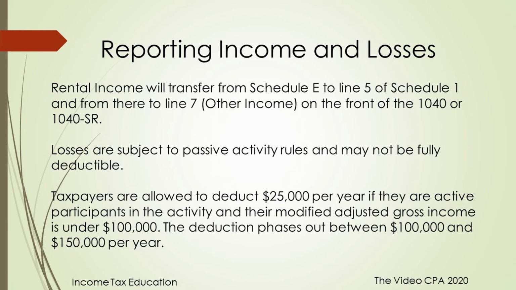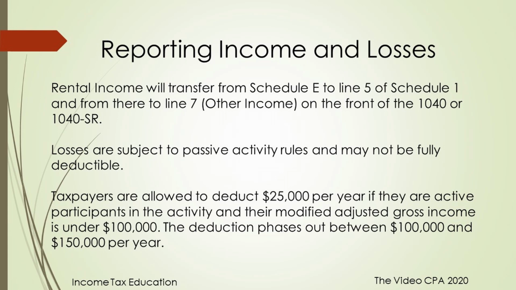To calculate your rental income or loss, you're going to subtract your expenses from your rental income, and that will give you whatever your loss might be. That's going to be reported on the bottom of Schedule E, and it will transfer over to line 5 of Schedule 1, which is the other income schedule. From there, it goes to the other income line on the front of the 1040, which is line 7, and that'll be on the 1040 or the 1040 SR.